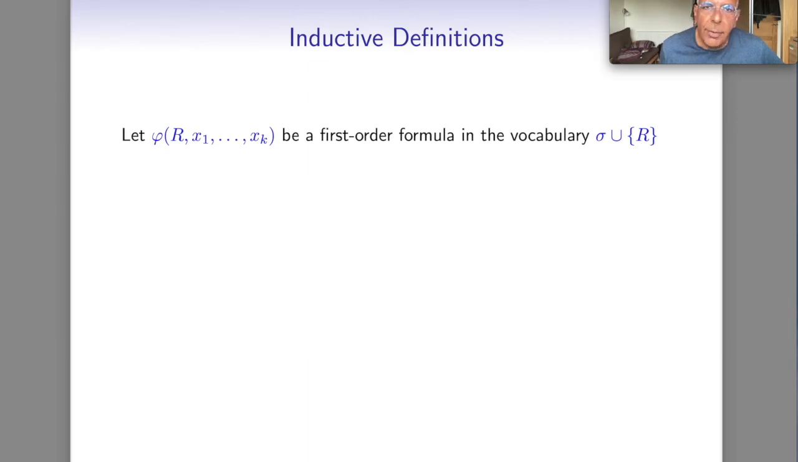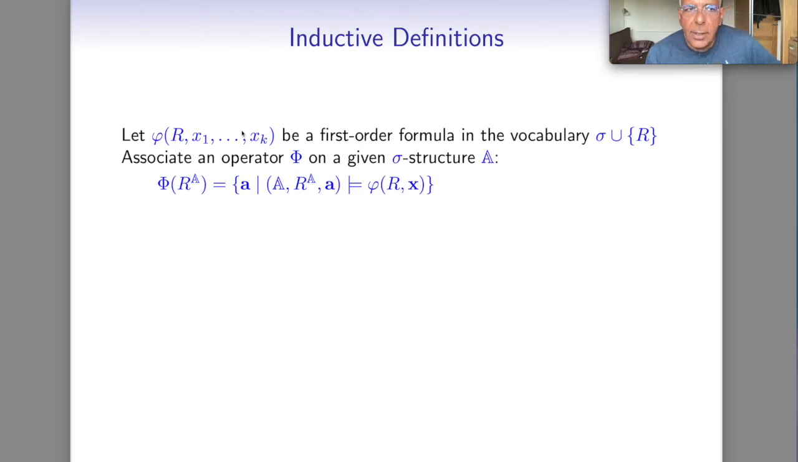So suppose we have a first-order formula phi in a vocabulary sigma extended with a relation symbol R. And just to show this, I have explicitly mentioned R along with the free variables of phi, x1 through xk, or k distinguished free variables, and assume that R is of arity k. Okay. So really, I'm thinking of R as a free second-order variable inside the formula.